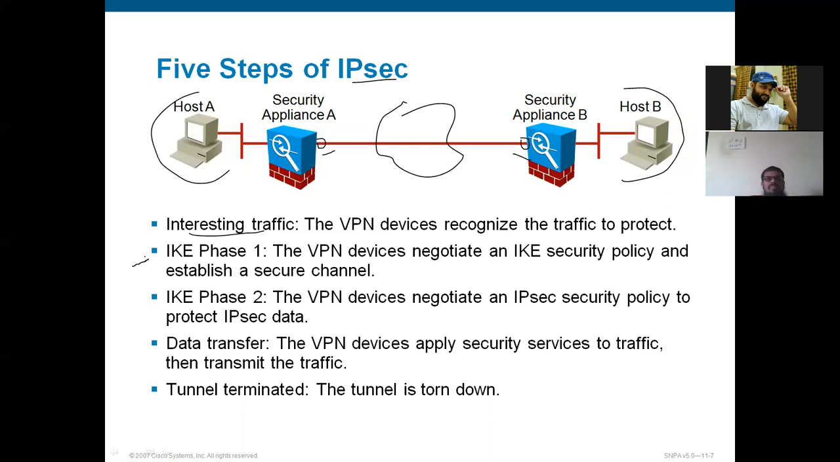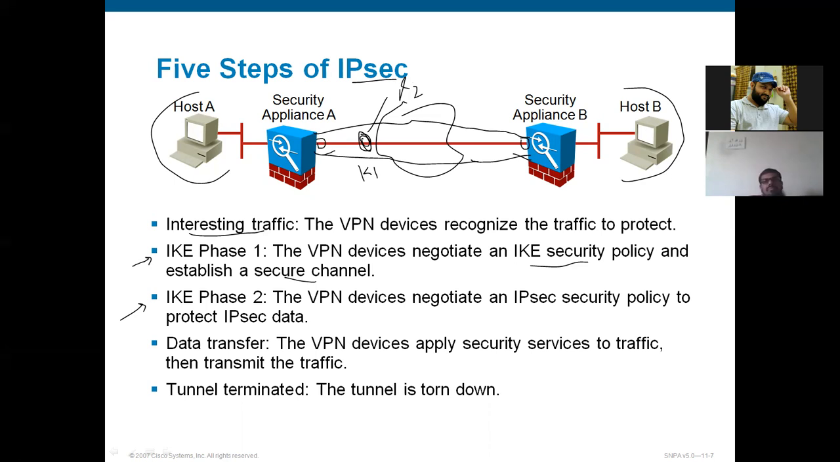Second, IKE phase one. In phase one, the VPN devices negotiate an IKE security policy and establish a secure tunnel. This is the place where the VPN devices create a strong tunnel by using 5 different protocols over the internet. Phase 2: what will happen in phase 2? The VPN devices negotiate an IPsec security policy to protect the IPsec data. In IKE phase 1, they establish a secure tunnel over the internet. In phase 2, they protect the data.